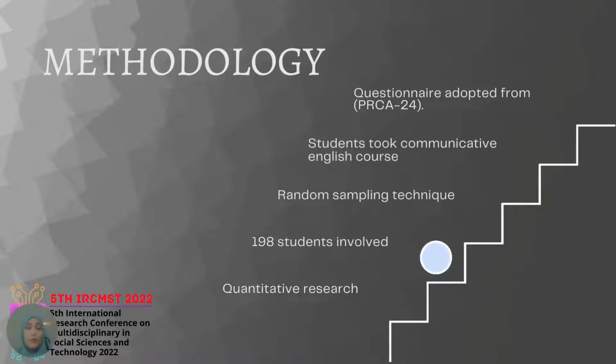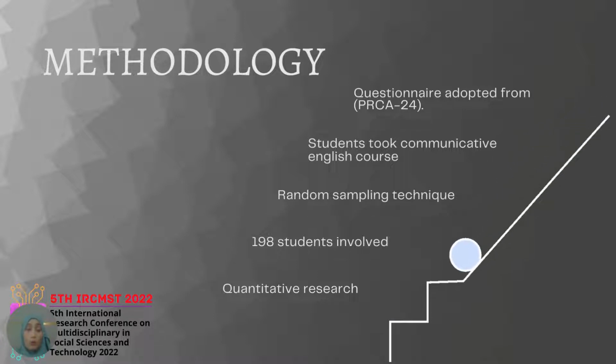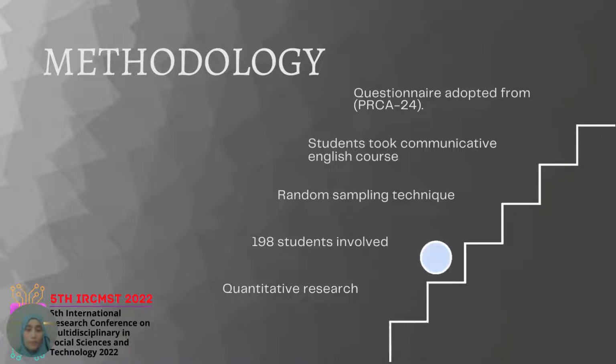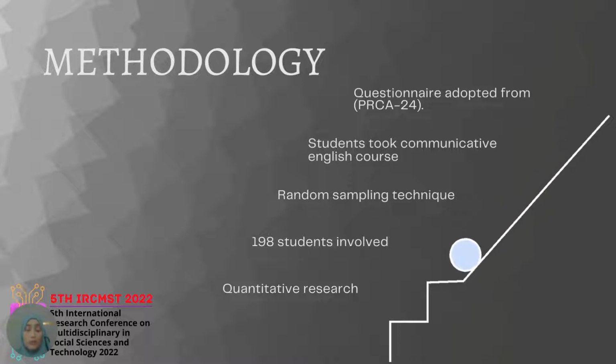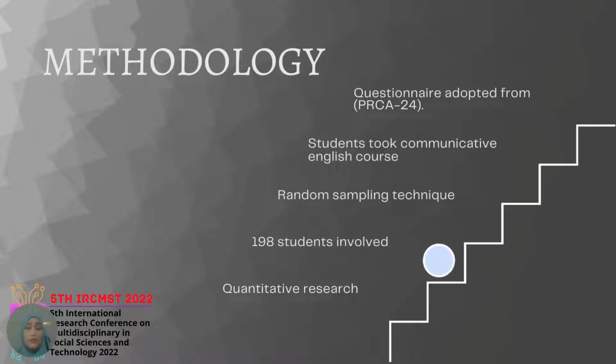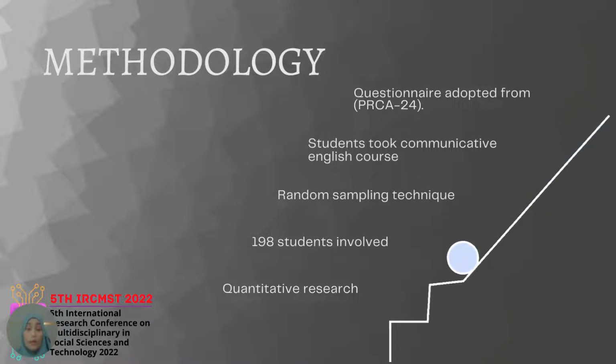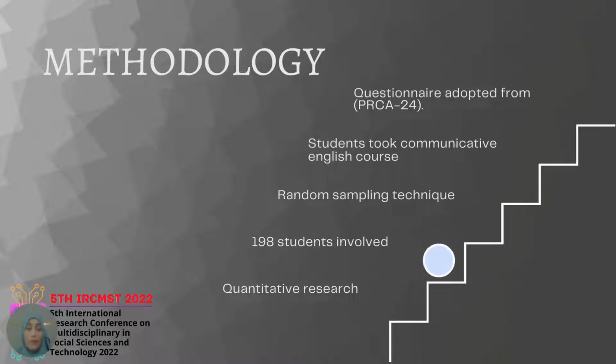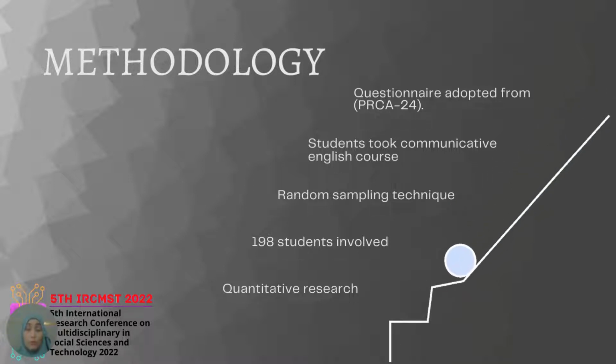This study used the survey questionnaire adopted from the Personal Report of Communication Apprehension, or also known as PRCA-24. It is a self-reporting instrument that measures the CA level in general and within the setting of a dyad, group discussion, meeting, and public speaking. The instrument consists of 24 statements concerning feelings about communicating with others. Respondents were required to rate each item using a 5-point Likert scale ranging from 1, which is strongly agree, to 5, which is strongly disagree.